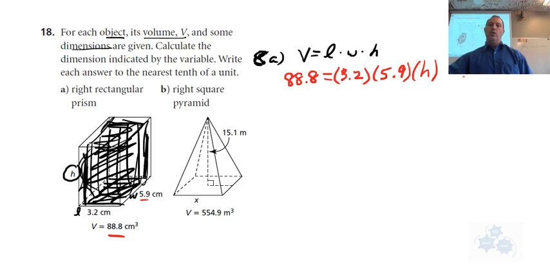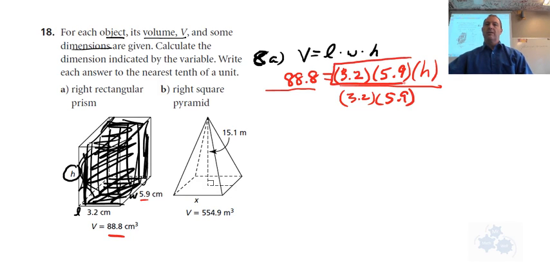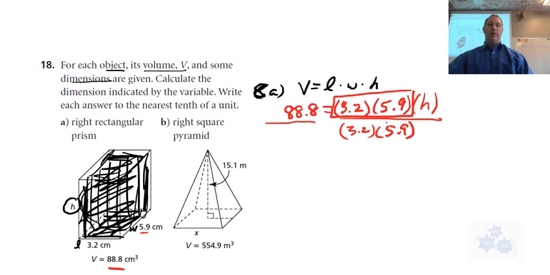Okay? So anybody want to tell me what would be your first step? How would we find the height here? What would we do? Divide by 3.2 times 5.9. Okay, so we want to divide, that's right, both sides by 3.2 times 5.9. So this is what we have on the right side with the h that we don't really want, right? And we want to get rid of that. How do we get rid of it?